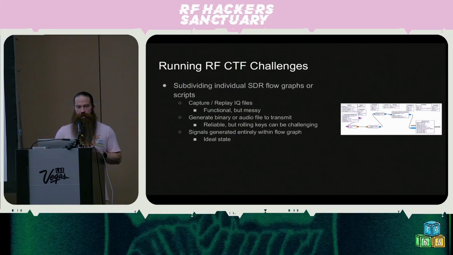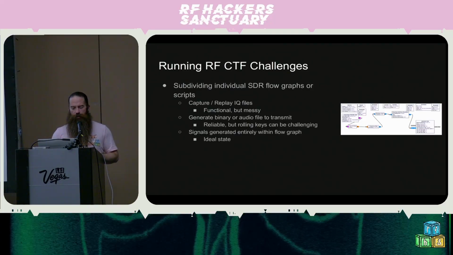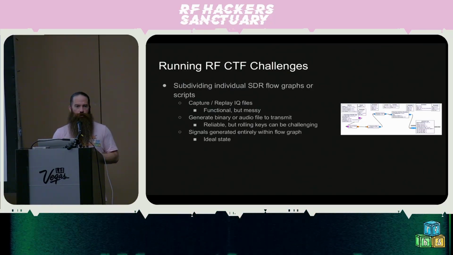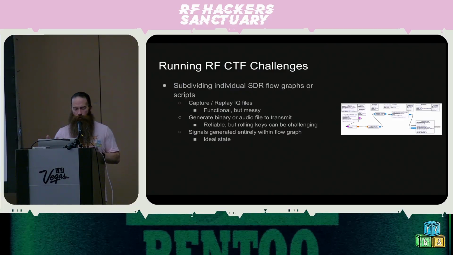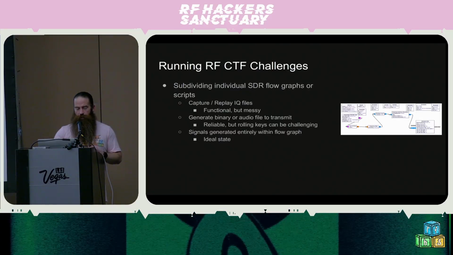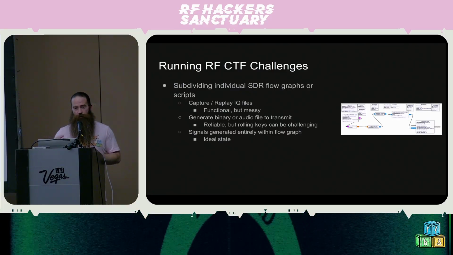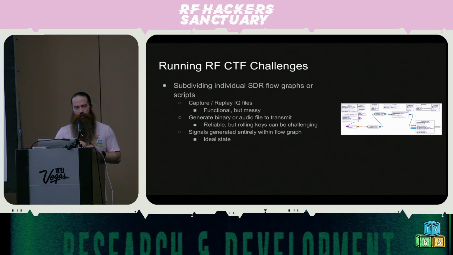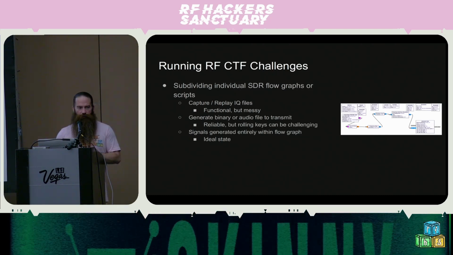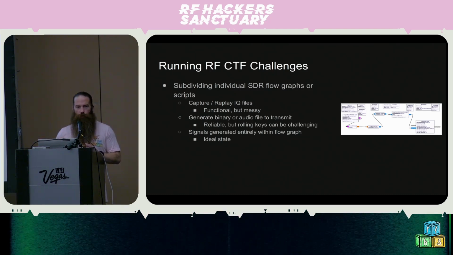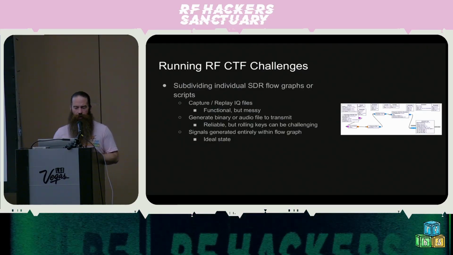So then the ideal state is when you're generating the signals entirely within the flow graph. So you give it the key that you want. So if I want the flag to be the quick fox jumps over the lazy dog or whatever, I just put that in and it generates everything for me. I don't have to wait for it to generate a binary file or anything, and it just goes.